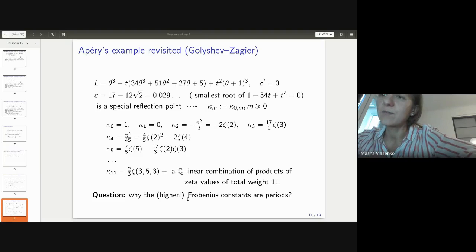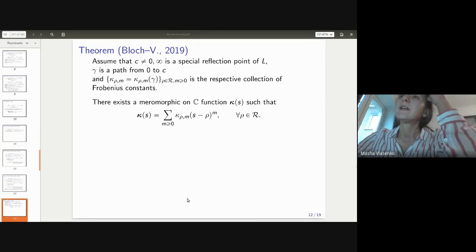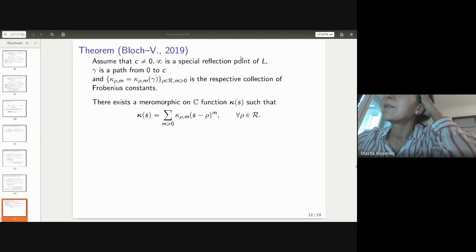So we made a first step in this direction, and our main theorem will have a corollary that Frobenius constants are periods. Let me show you the theorem now. So the situation is that we have a differential operator L with a reflection point C. Our other singularity is 0, and gamma is some path between 0 and C. And consider the respective collection of Frobenius constants. Remember that this is well defined up to rescaling by a constant, basically.